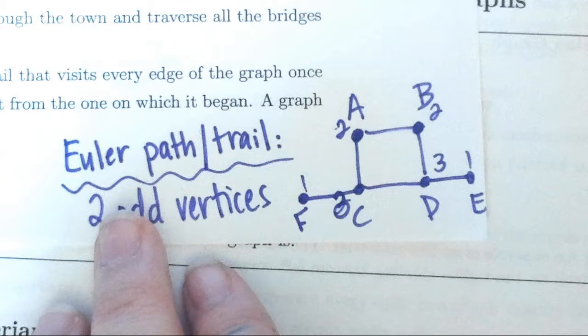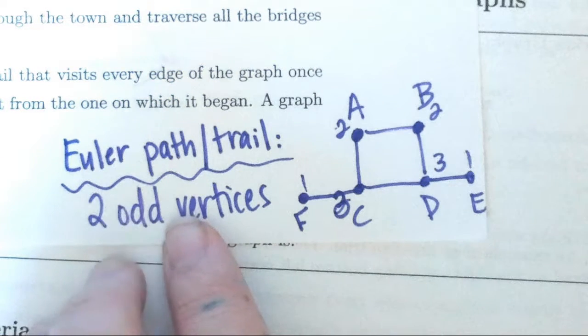So there's either an Euler path or an Euler circuit. The difference between a path and a circuit.